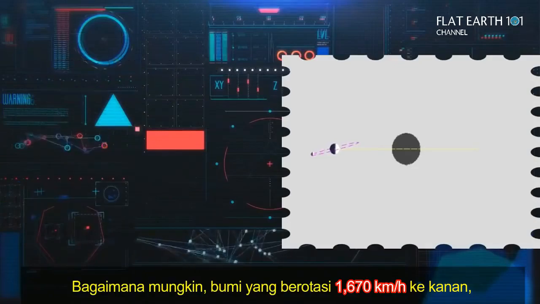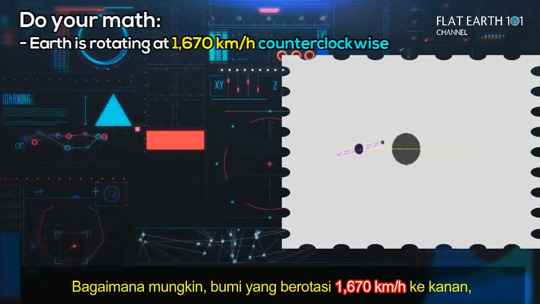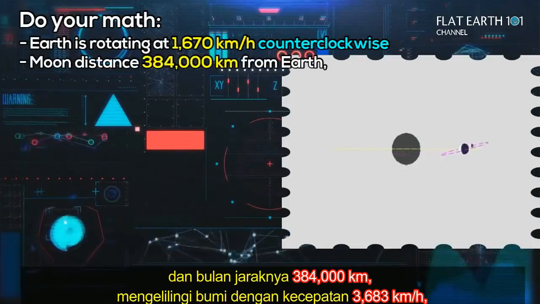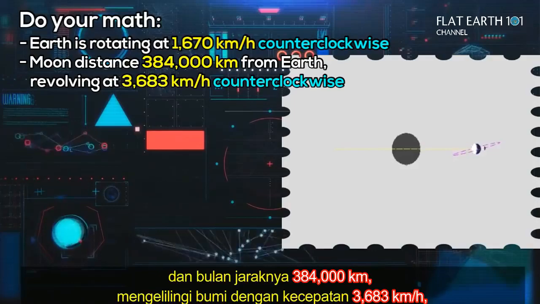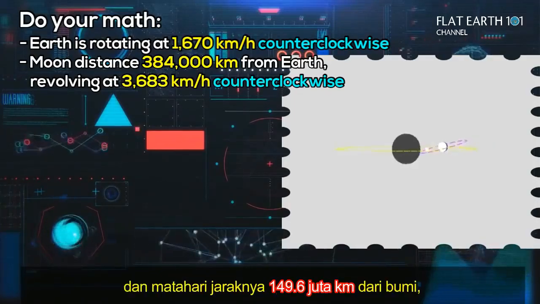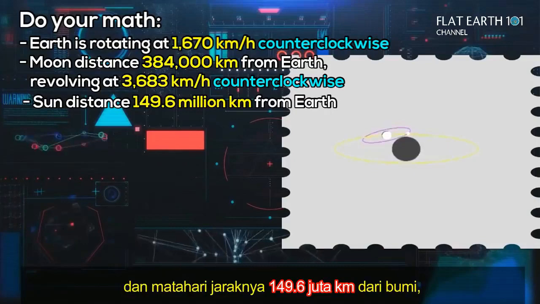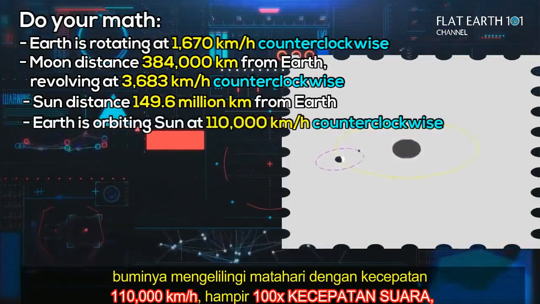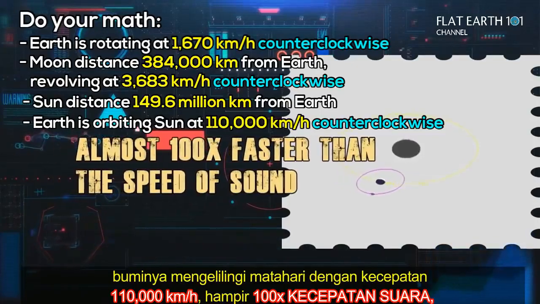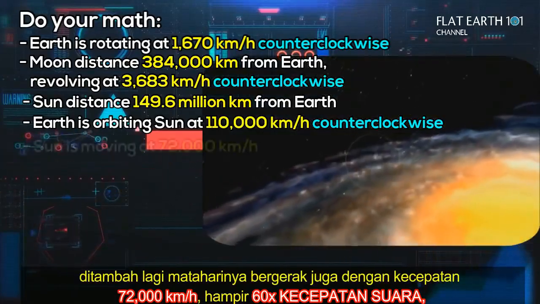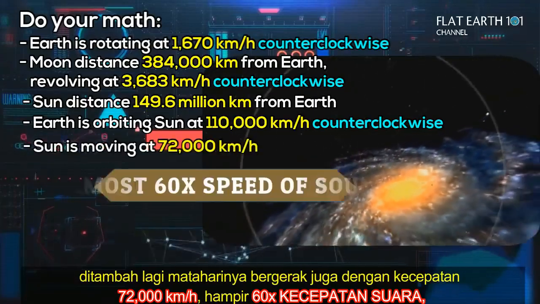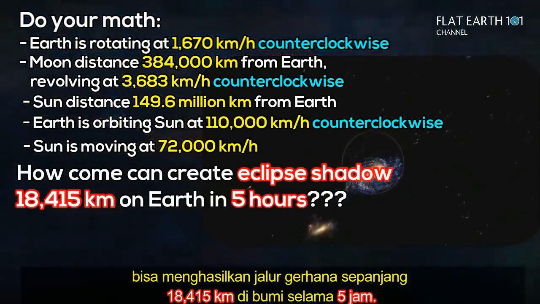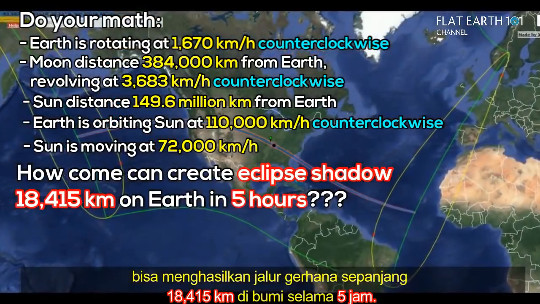How come the Earth that's rotating 1,670 kilometers per hour to your right, and the Moon 384,000 kilometers away orbiting the Earth at 3,683 kilometers per hour, and the Sun 149.6 million kilometers from the Earth, while the Earth is orbiting the Sun at 110,000 kilometers per hour, almost 100 times faster than the speed of sound, plus the Sun also moving at 72,000 km per hour, almost 60 times faster than the speed of sound, can create an eclipse shadow 18,415 kilometers on Earth within 5 hours?